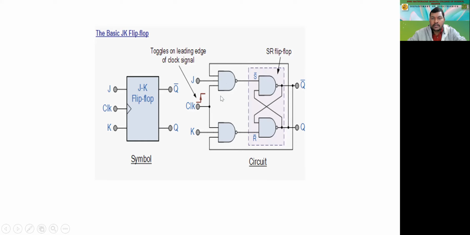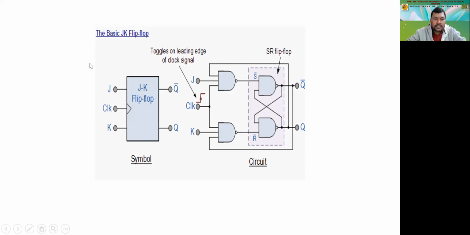So, of the three inputs, the first input is the clock terminal, and the second input is taken as J. Here also the second input is taken as K. I guess my cursor is visible to you. The third input is taken from Q, whereas the input to the second NAND gate, the K gate, is Q bar. So this is the circuit of the JK flip-flop.